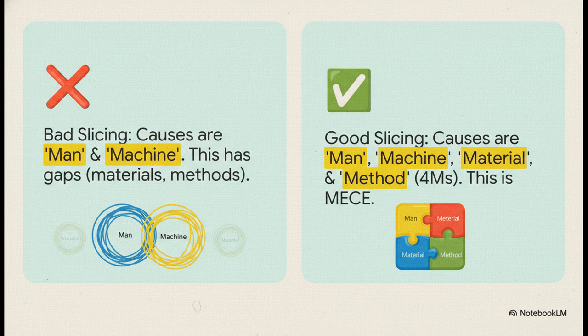Let's make this super concrete. So, look at the bad slicing on the left. If you only look at man and machine as the cause of a problem, you've got huge gaps. What about the materials you're using or the methods? Now look at the right. Using the 4M's framework, man, machine, material, and method, it's perfectly MECE. There are no overlaps and there are no gaps. This right here, this is the foundation of a rock-solid analysis.